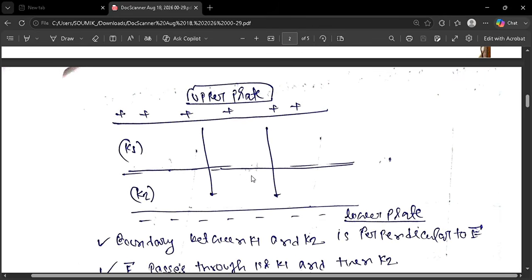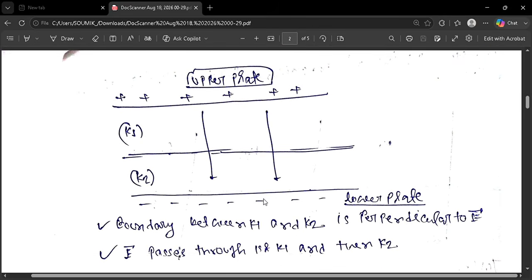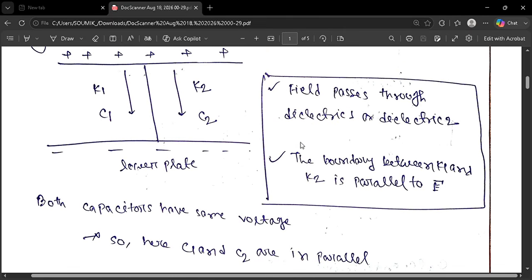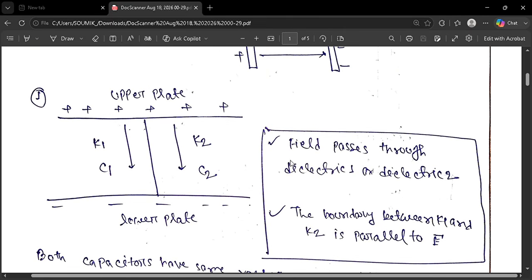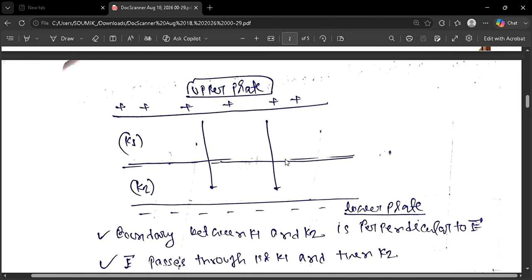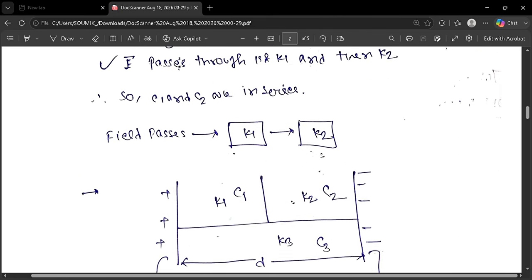Here is one plate and this is the other plate, and if two dielectrics are present in this way, with the boundary between the two dielectrics perpendicular to the electric field, then these two dielectrics or capacitors are in series combination. The electric field passes through the K1 dielectric first and then the K2 dielectric. So these are the two main concepts. If you understand them properly, you can solve the main problem easily.